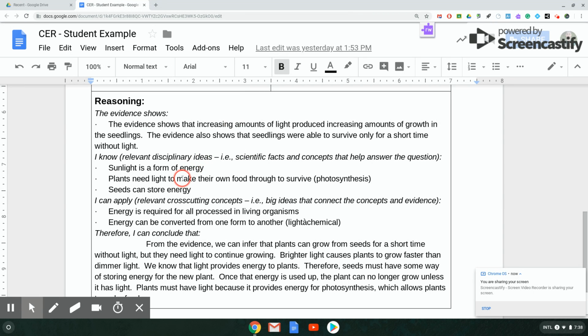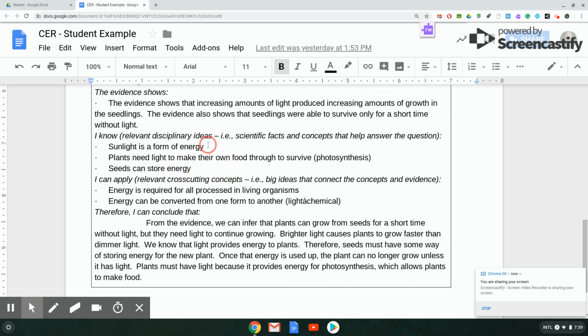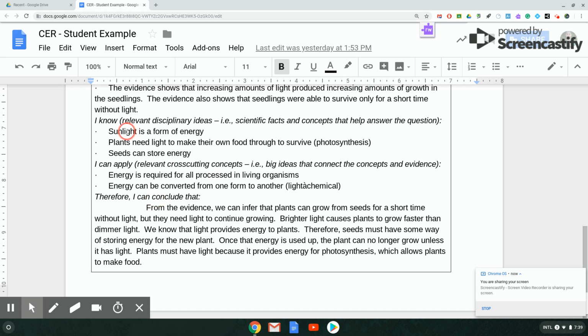Next part is I know. So these are facts, concepts, things that as a student you've gotten out of the notes, things your teacher said, factual information. Sunlight is a form of energy. Fact. You had to find that somewhere else. It wasn't in this paragraph. Plants need light to make their own food to survive. Photosynthesis. Fact. Seeds can store energy. Fact.